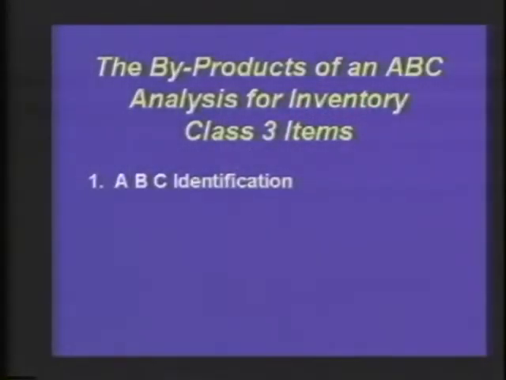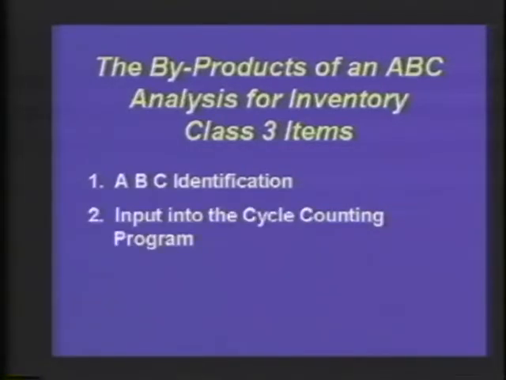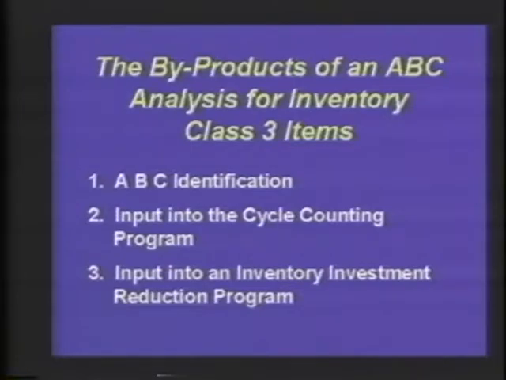Now we want to finalize both the ABC analysis and cycle counting by looking at page number 18, headed Byproducts of the ABC analysis. The first one indicates that we have been able to identify A, B, C. Second, it's the input into cycle counting. We've just gone through that example. Third, it's the input into inventory investment reduction, and that we will take a look at shortly.